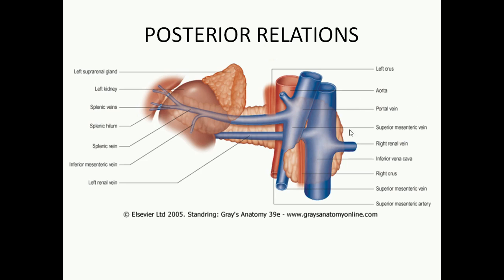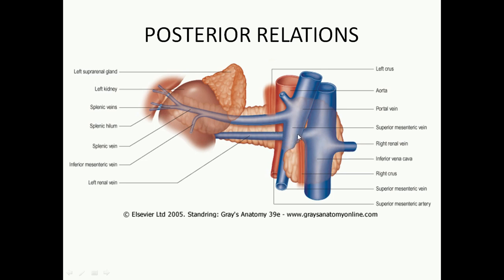One will be the IVC, which is a straight long vein, and the second will be the portal vein. The portal vein is formed by the joining of the splenic vein and the superior mesenteric vein. So here, if you find this splenic vein, it joins with the superior mesenteric vein, and they join together to form the portal vein.